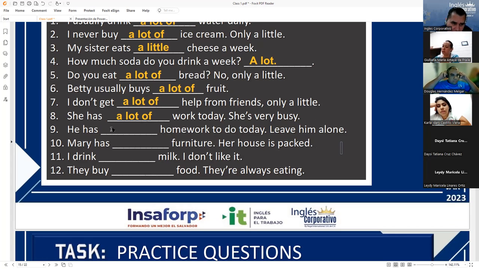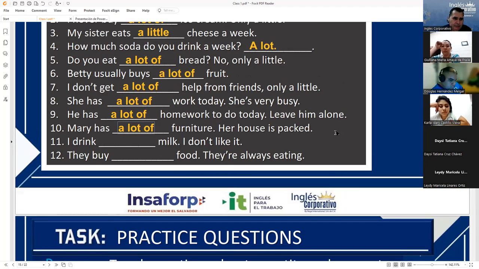Nine. He has, what do we say in nine? A lot of. He has a lot of homework to do today. Leave him alone. Ten. Mary has a lot of furniture. A lot of furniture. Her house is packed. Está llena. Uh-huh. Her house is packed. Okay. 11.